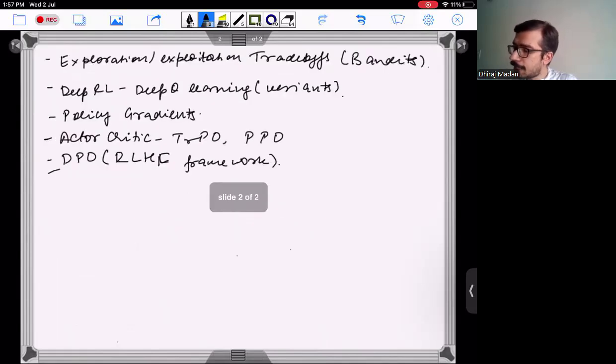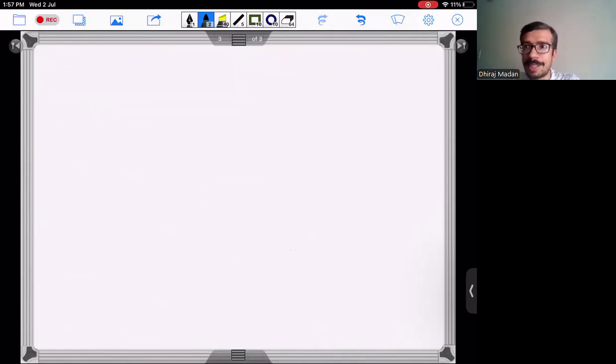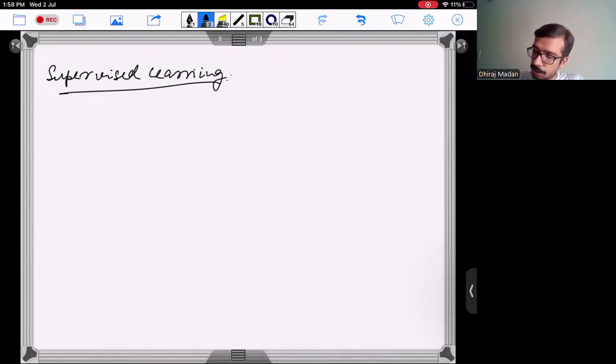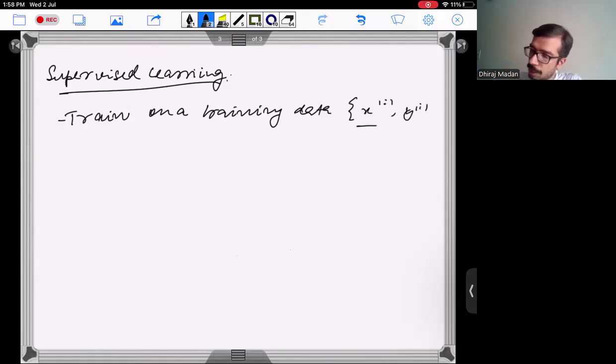So the idea is as follows. If you are familiar with machine learning, more specifically supervised learning, there are many problems wherein you do not have a ground truth associated with the training. So supervised learning involves training on a training set. So basically you need to train on training data, which consists of all these inputs and their corresponding labels.